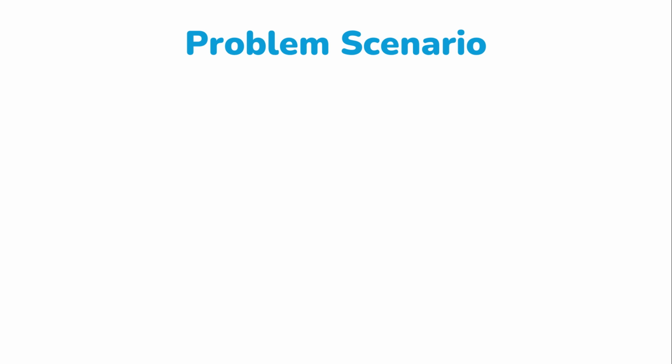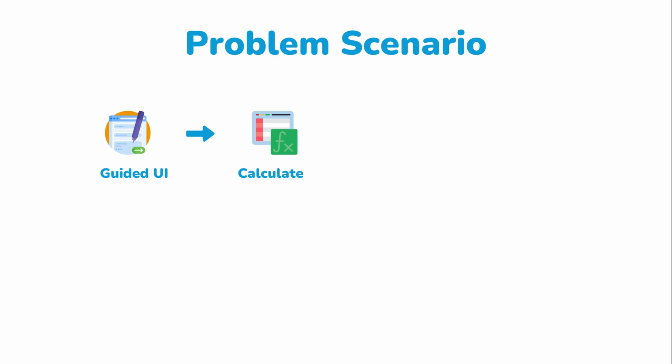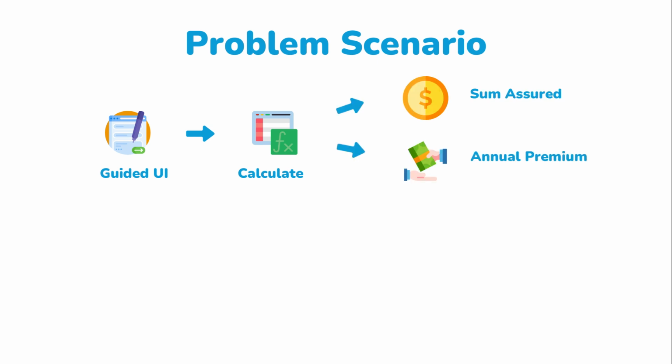For this, we need to build a guided UI which will allow customers to specify these details, based on which we can offer a calculated sum assured and an annual premium of the policy, based on which the customer can decide whether they want to purchase the policy or not.